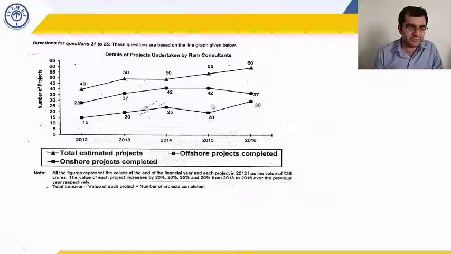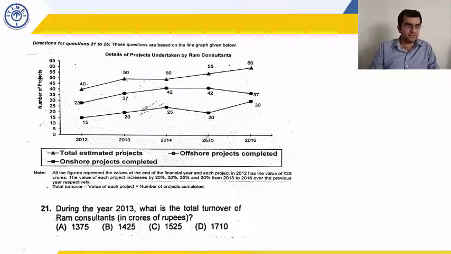Then in 2015, it increases by 25%. What is 25% of 36? 9 crores. So 36 plus 9, 45 crores per project. Okay, sure. In 2013, what is the total turnover of Ram Consultants? Take 30 seconds.